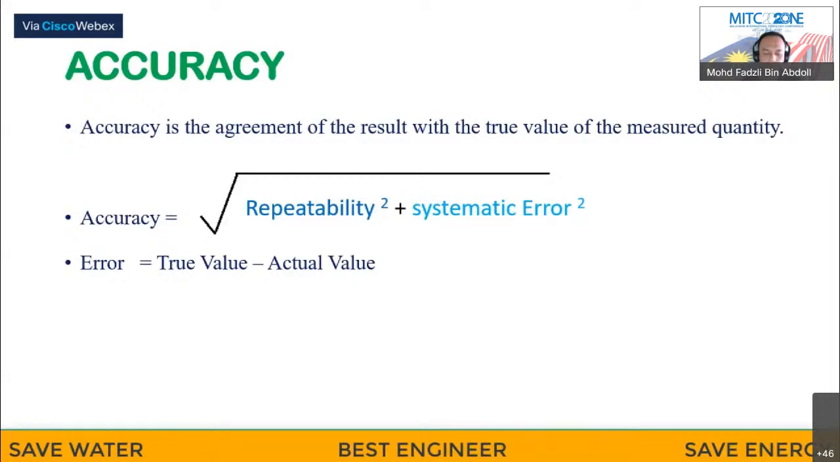Accuracy we can find by using this formula: square root of the repeatability squared plus systematic error squared. Error is nothing but the difference between true value and actual value.